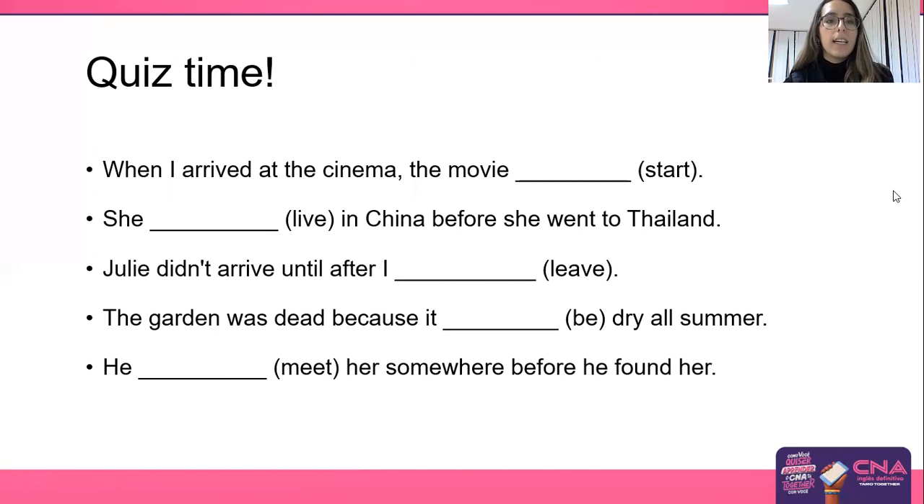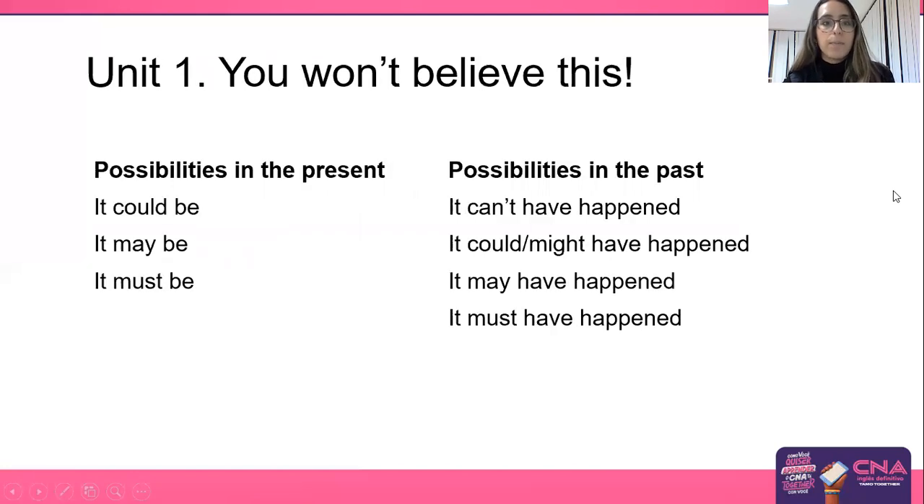Okay? Guys, let's move on now to talk about the possibilities in the present and in the past. Yes? So remember, in the present, we used sentences like this. It could be, it may be, it must be. Yes? And in the past, yes, guys. So we say, for example, he went to the party. No, this can't have happened. Yes. So there is no way he was in the party. It can't have happened. Yes, zero chance.